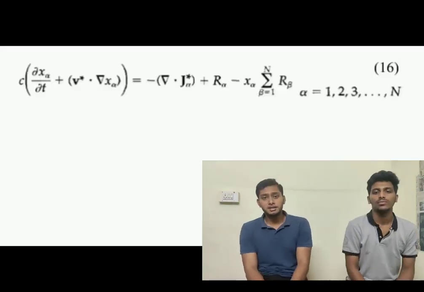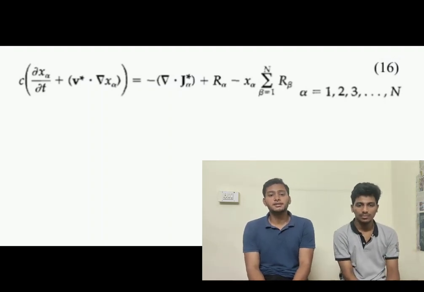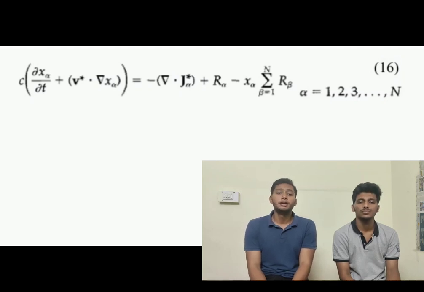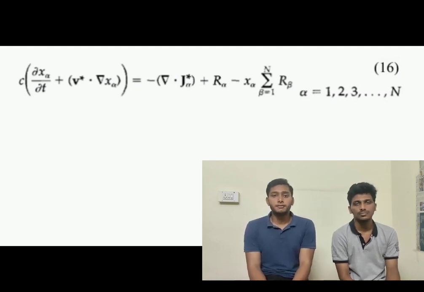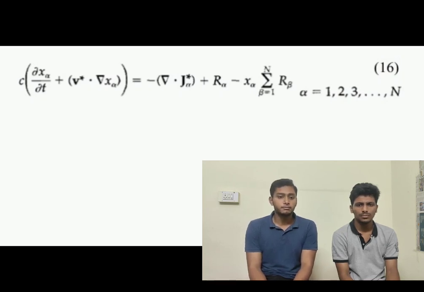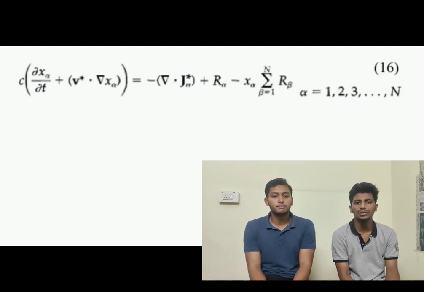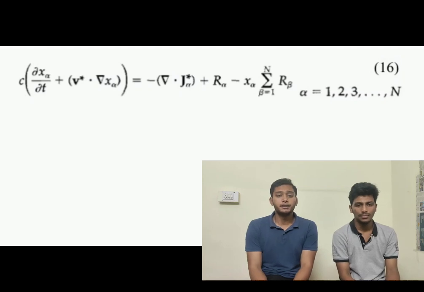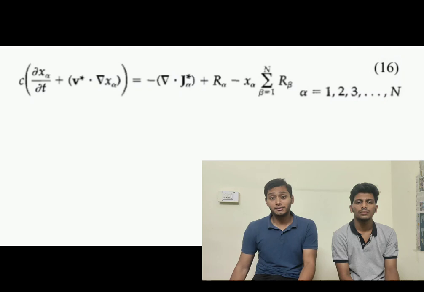The final species conservation equation becomes C times ρ x α by ∂t plus V star dot ∇ x α is equal to ∇ dot J α star plus R α minus x α times the summation over β equal to 1 to n of R β. Here x α is the concentration of α particle divided by total concentration of the species, the mole fraction, and the last term accounts for how the total moles count changes due to reaction. This is perfect for multi-component reacting systems, compression, atmospheric chemistry, drug delivery, you name it.